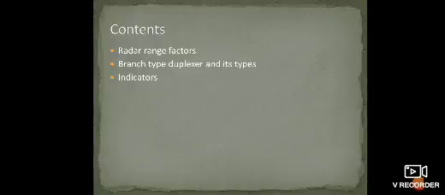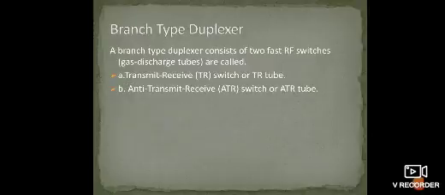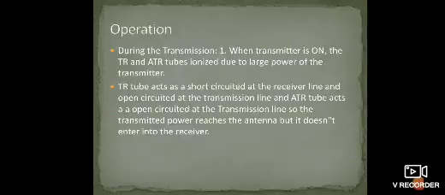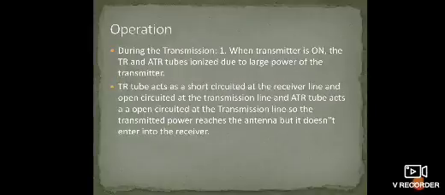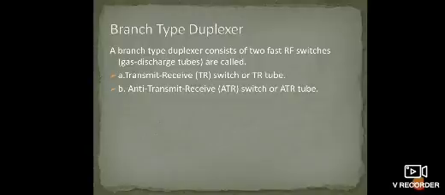So it is basically two types: deflection modulated displays and intensity modulation displays. In deflection modulated displays, the target is indicated by deflection of the electron beam, and in intensity modulation displays, the target is indicated by the intensity of the electron beam. Under that we have A scope, B scope, C scope, D, E, PPI, RHI. Okay, all of these come under this type.